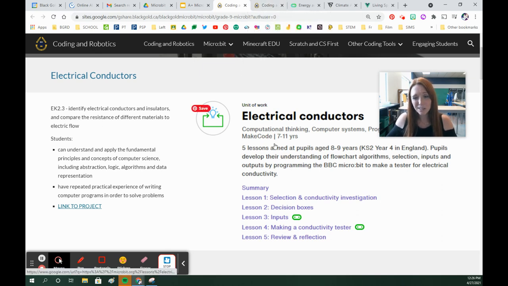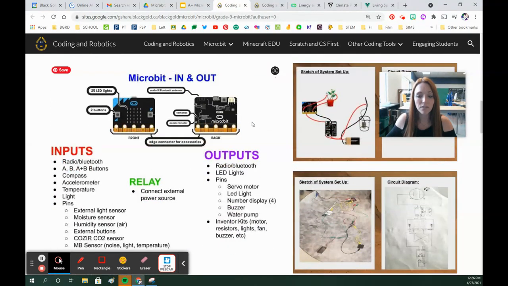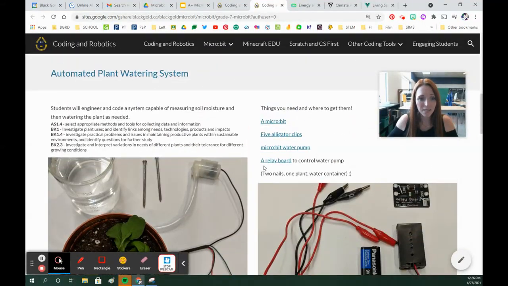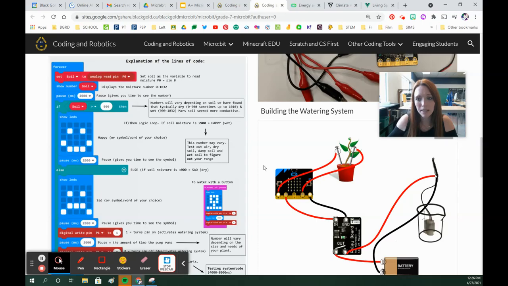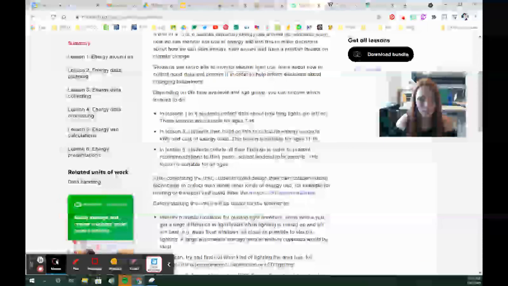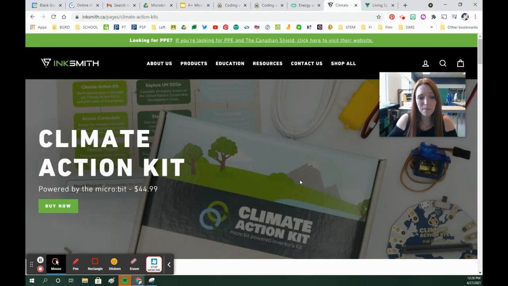I'm going to give you a list of all of these different ideas, but there are things like this little project on electrical conductors. We're all going to learn about circuit diagrams, and eventually I'm going to get back to that part. You could do automatic watering systems. On my website, there's an entire page that explains how that works. You can do some energy awareness coding, which is in here. You can even work with a climate action kit from Inksmith, which are fantastic.